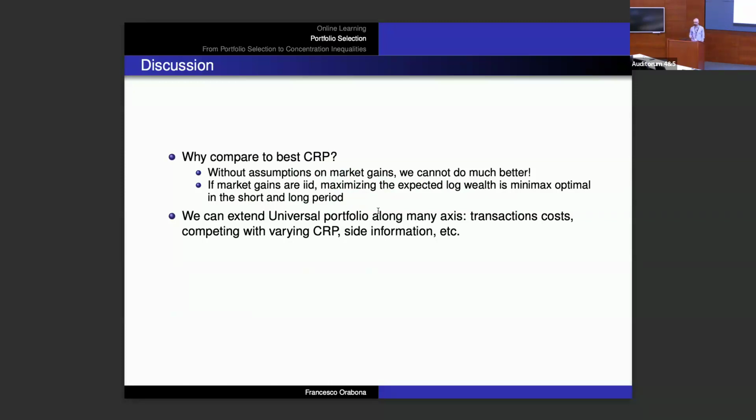Okay. And by the way, this is a basic version, but you can extend it to transaction costs. You can use side information. You can use the knowledge of the fact that the market might change over time, so that you want to compete not with a single constant rebalance portfolio, but with a constant rebalance portfolio that is changing slowly over time. All of these can be done.